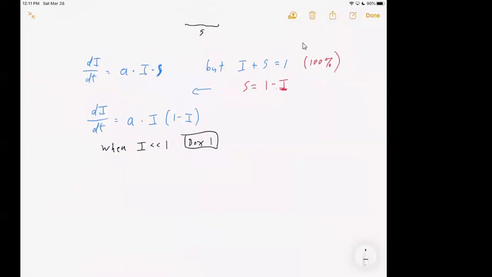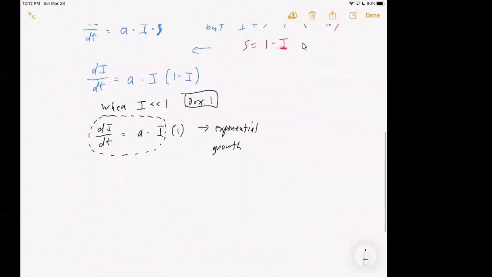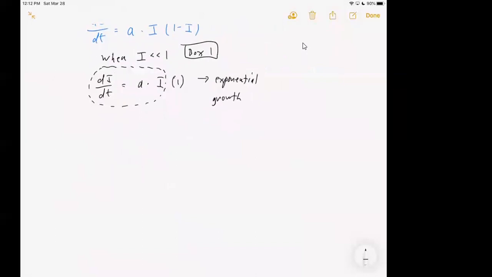So what does this mean? When I is much, much less than 1, we can see that dI/dt essentially becomes A times this I still, but the 1 minus I is like a 1. And if we look at this part of it, that's exactly what we had in our previous model, and that will lead to exponential growth. So we're expecting that initially we're going to have exponential growth when the infection starts out because there's an abundance of people who can still be infected. So it's very much like our model with an infinite number of people able to get infected.